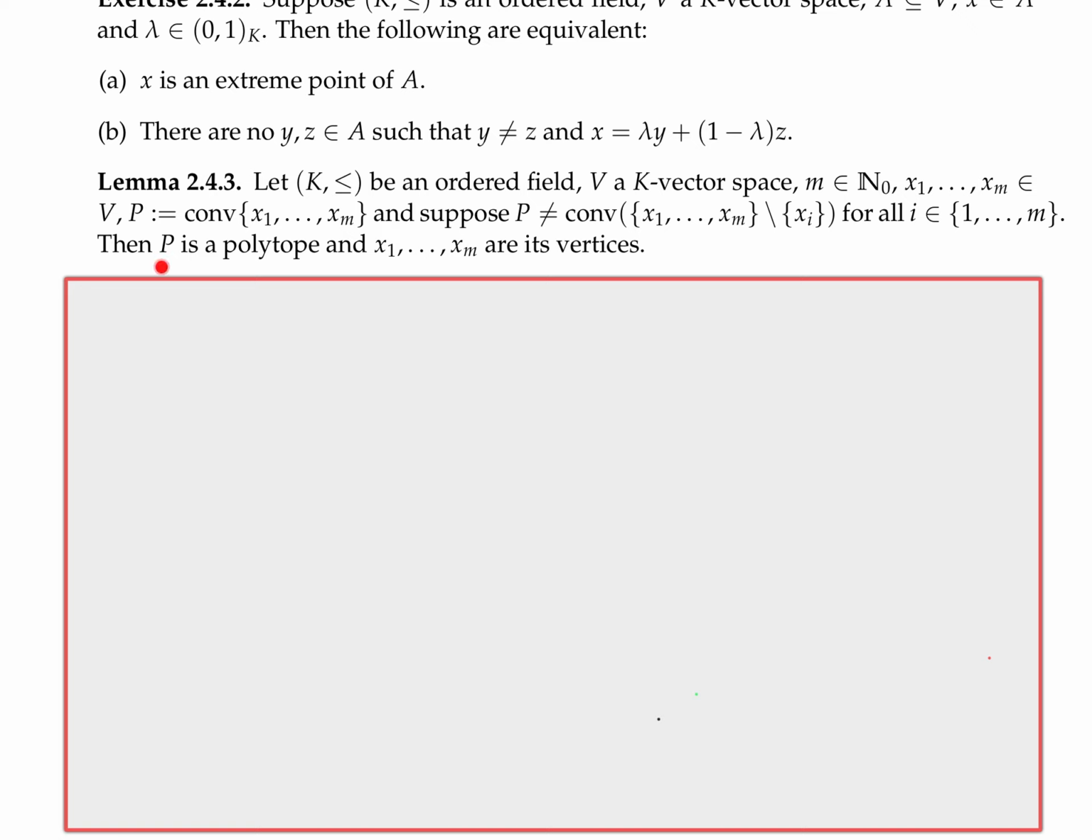So the statement here is that when P is a polytope, well, that's completely trivial because it's a convex hull of finitely many points. But what is really the statement here is that x1 up to xm are its vertices, right? You know, the vertices are the extreme points of a polytope. And so the statement here is really that the xi's are extreme points, right?